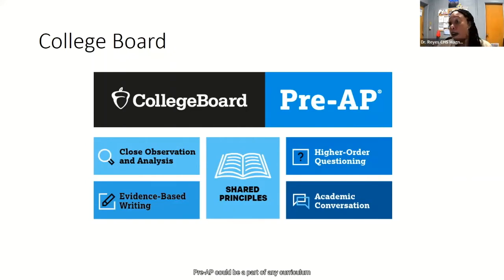Pre-AP could be a part of any curriculum because these are the concepts that are included there. So pre-AP is not so much about the content itself, but about the skills that you're building with the students. So it makes it easy to insert that biotech, because we're looking at close observation, analysis, evidence-based writing, higher order questioning, and academic conversations, which are all a part of the ABE curriculum already.